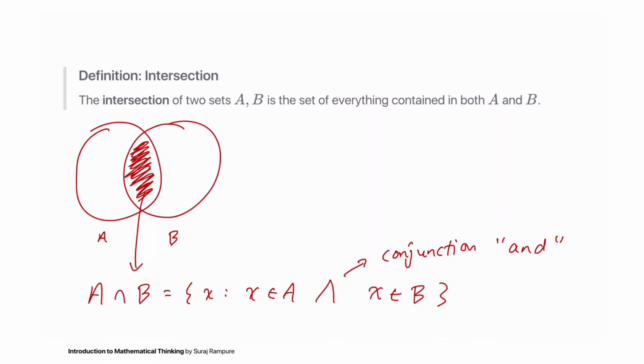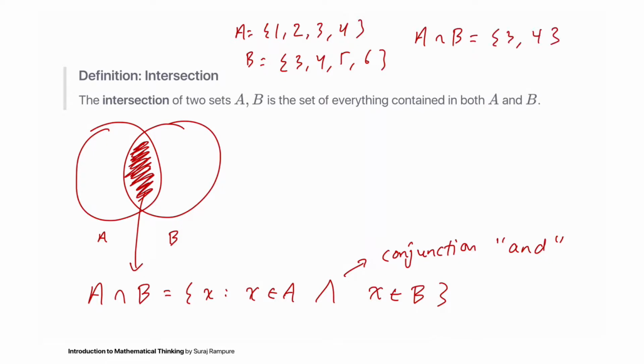To do a small example, we can say A, again, is the same set 1, 2, 3, and 4. B is the set 3, 4, 5, and 6. And the set of everything that's in both A and B is precisely the set 3, 4. Cool. So that's what the intersection of two sets is.